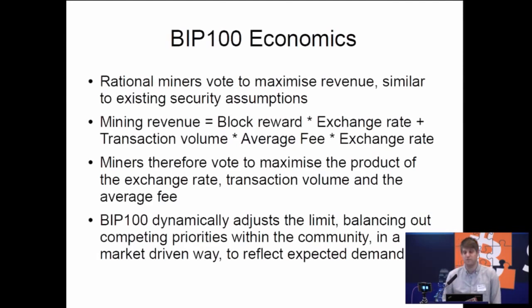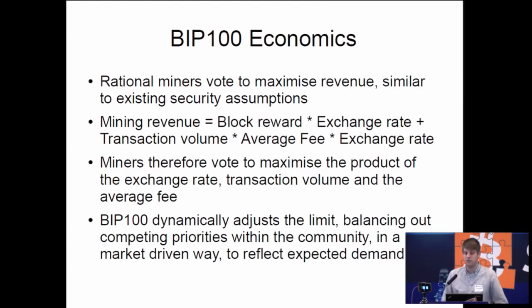So now I'm going to talk a bit about BIP 100 and why it might solve some of these issues. Under BIP 100, miners, of course, vote for the block size that they want. And rational miners should vote to maximize their revenue. Some will care about more long-term revenue, some more about the short-term. And revenue is the block reward times the exchange rate plus the transaction volume times the average fee times the exchange rate. So this will mean that miners are voting in quite a balanced way.